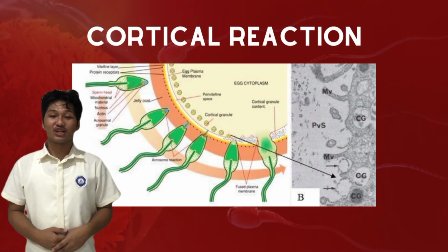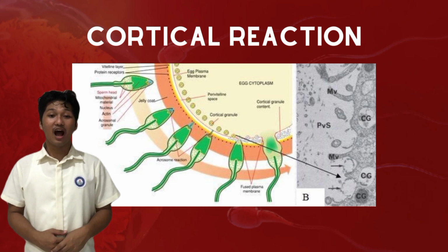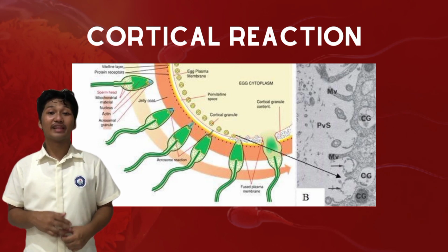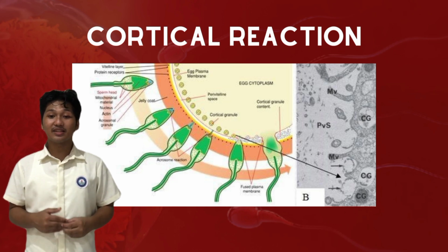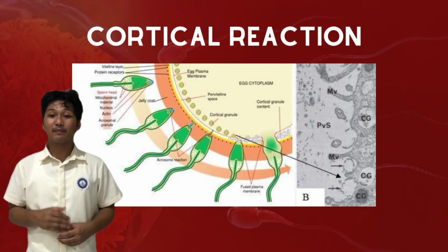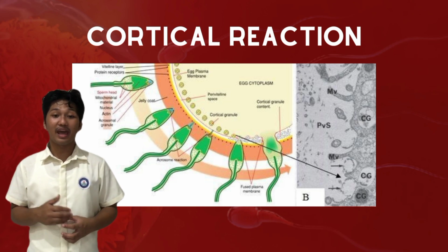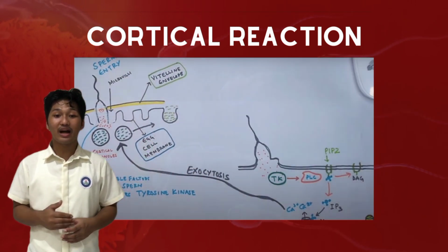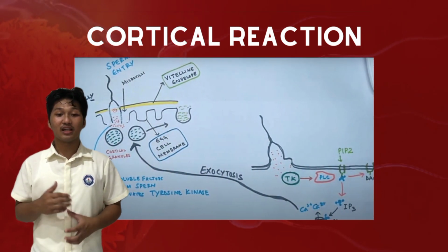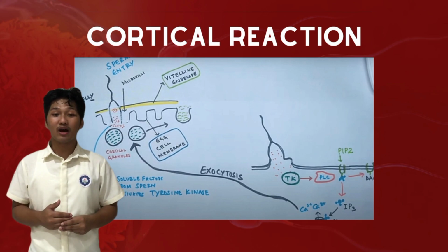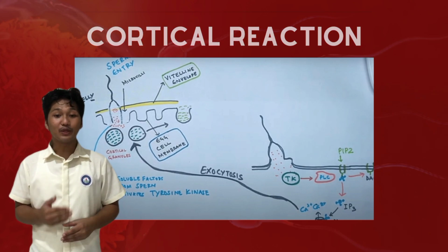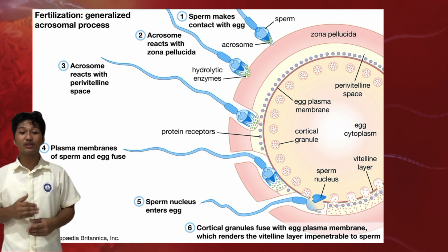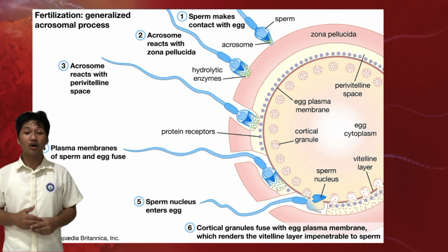The cortical reaction, also known as the zona reaction, occurs when a sperm unites with the egg plasma membrane, altering the zona pellucida, which prevents other sperm from binding to and entering the egg. In this process, cortical granules sitting immediately below the oocyte's plasma membrane fuse with the membrane and release zona-inhibiting proteins and mucopolysaccharides into the space between the plasma membrane and the zona pellucida.